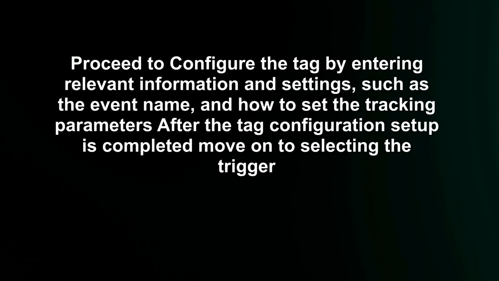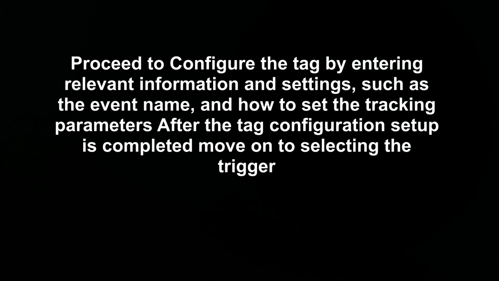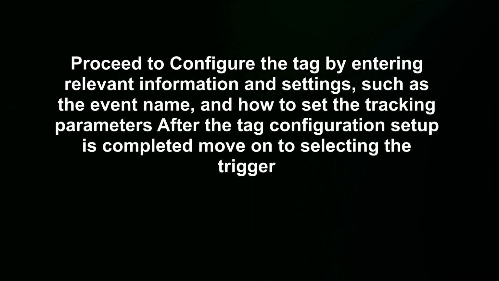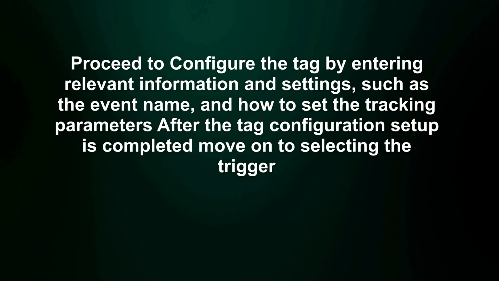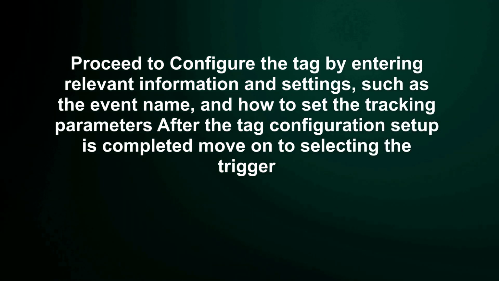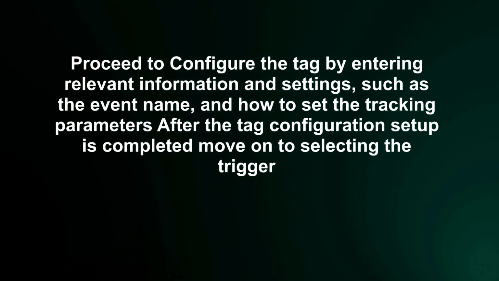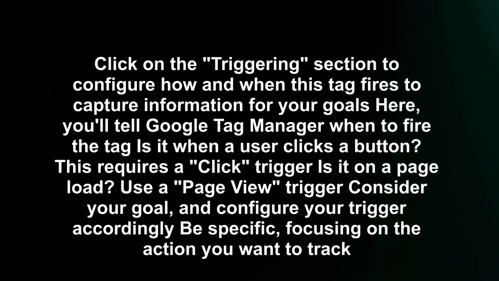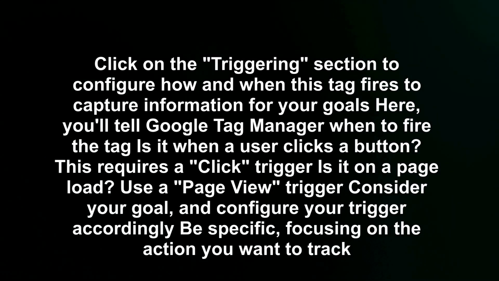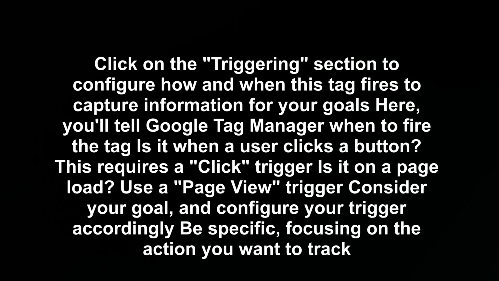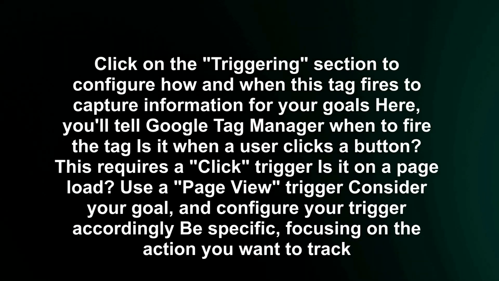Proceed to configure the tag by entering relevant information and settings, such as the event name, and how to set the tracking parameters. After the tag configuration setup is completed, move on to selecting the trigger. Click on the triggering section to configure how and when this tag fires to capture information for your goals. Here, you'll tell Google Tag Manager when to fire the tag.